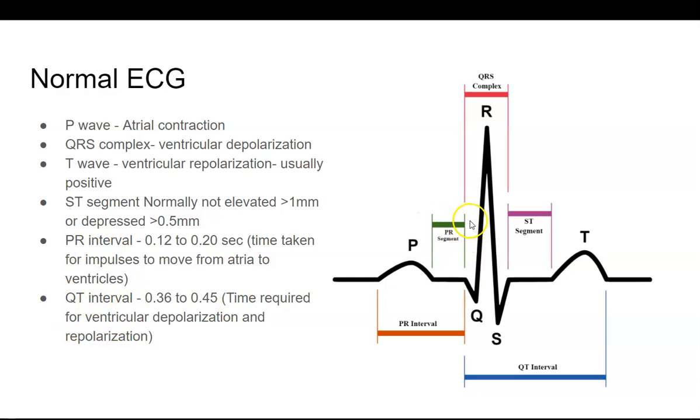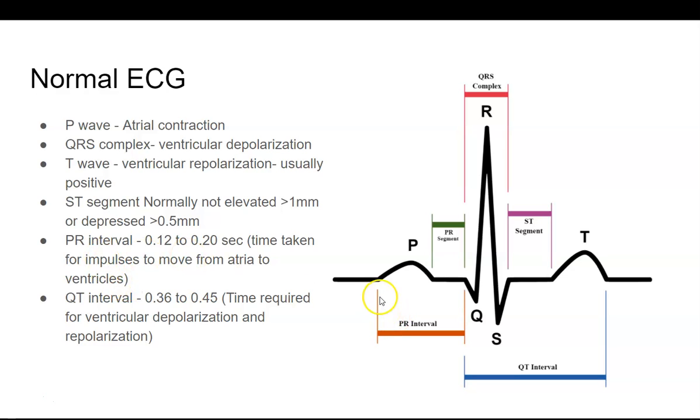I just want to tell you what is an interval and what is a segment. There are the ST segment and the PR segment. The ST segment is normally not elevated. This is an important area where, in myocardial infarction, there will be an ST elevation. This ST segment will show some elevation above the isoelectric line, which indicates myocardial infarction. So this is an important area you should focus on when you read an ECG.